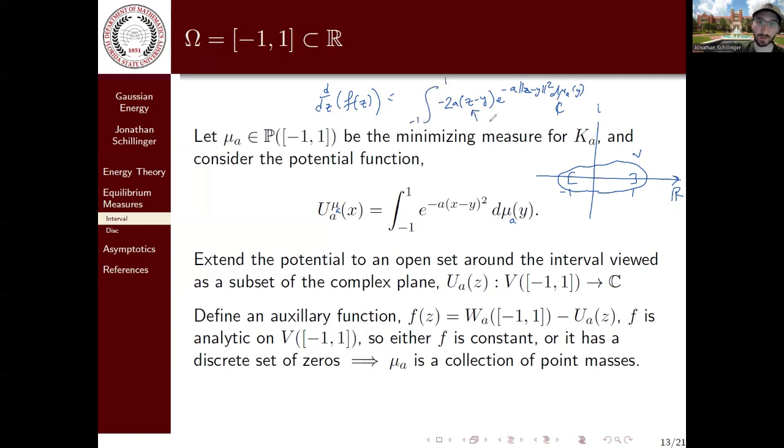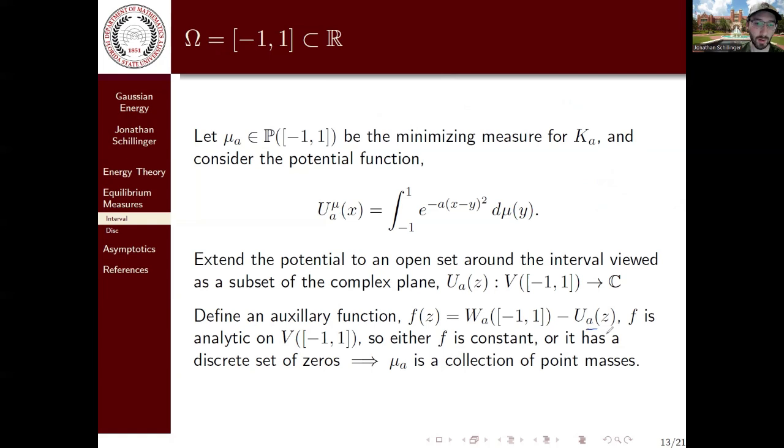And trivially, this is not a constant, unless it's constantly zero. However, if it was constantly zero, this would imply that the measure that we threw in was the zero measure, which isn't a probability measure. So I know this function isn't constant, so I know its zeros need to be isolated. However, those zeros are exactly where my potential function would be equal to the energy. So those zeros would be the support of the measure. And that means that the support of the measure is discrete. So the optimal measure for the Gaussian kernel over the interval is going to be some discrete collection.